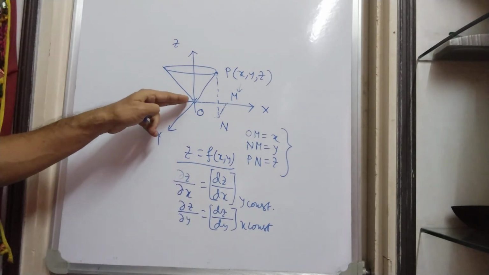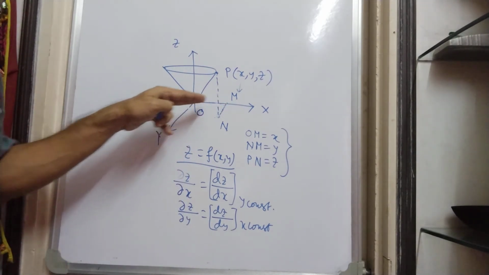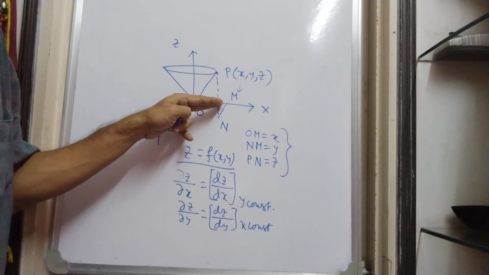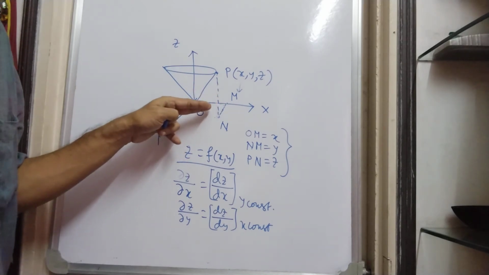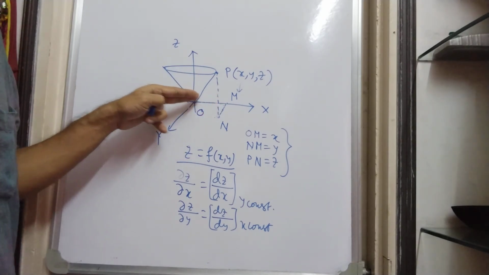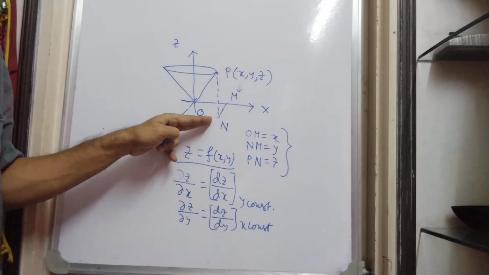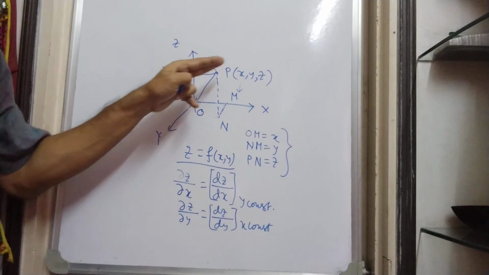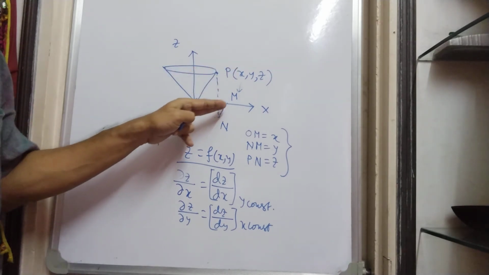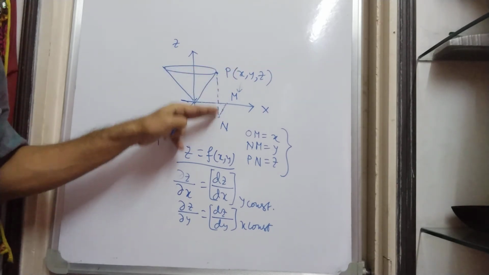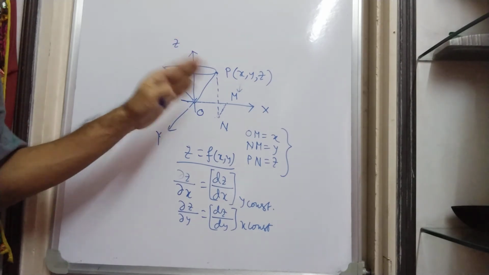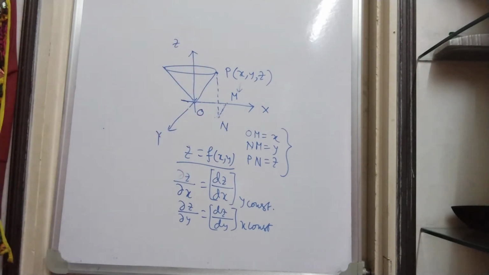Because whenever we are traveling along the x-axis from O to M, only x was changing. The values of y and z both were 0. And when you traveled from M to N along this path, only the coordinate of y was changing. The value of x was fixed as small x, and the value of z was 0. And then we travel along NP, where x and y both are fixed, only z varies.